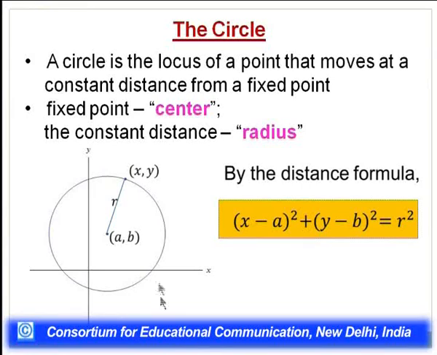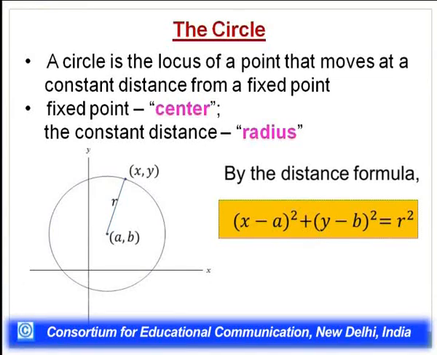Please look at this graph on slide 10. The fixed point here is the center of the circle, and it's represented by the coordinates a comma b. The circle is such that the curve is at a constant distance, which is called the radius, from this center. Suppose I take a moving point x comma y, which could be any point on this circle. This point x comma y has to be at a constant distance r, which represents the radius, from the center described by a comma b.